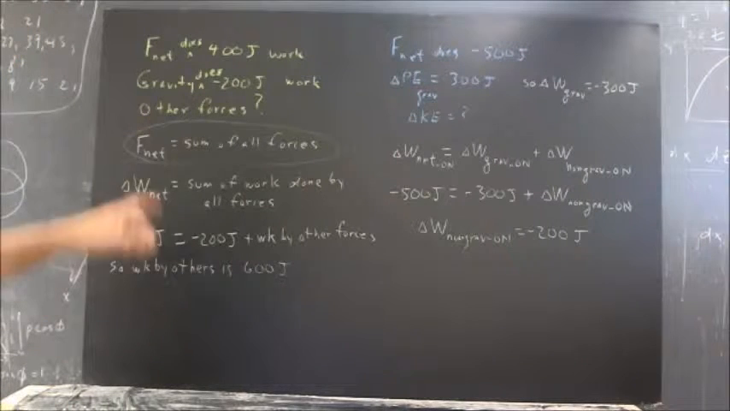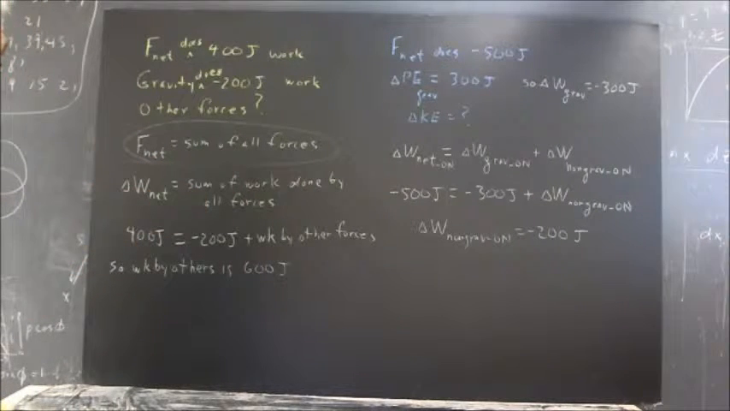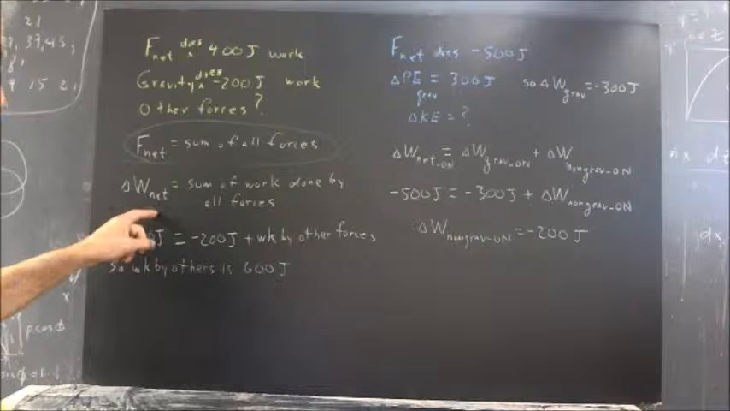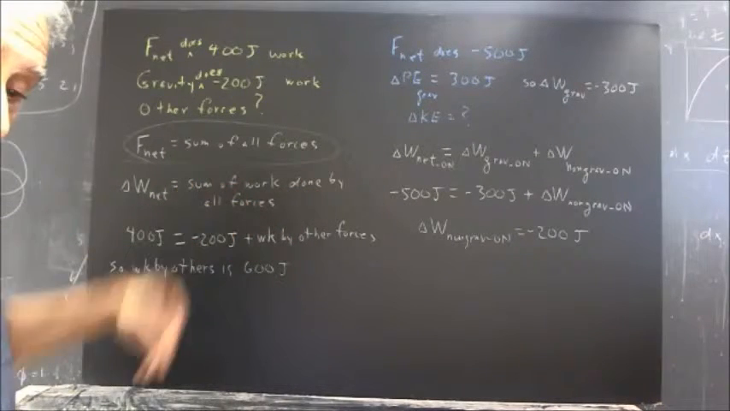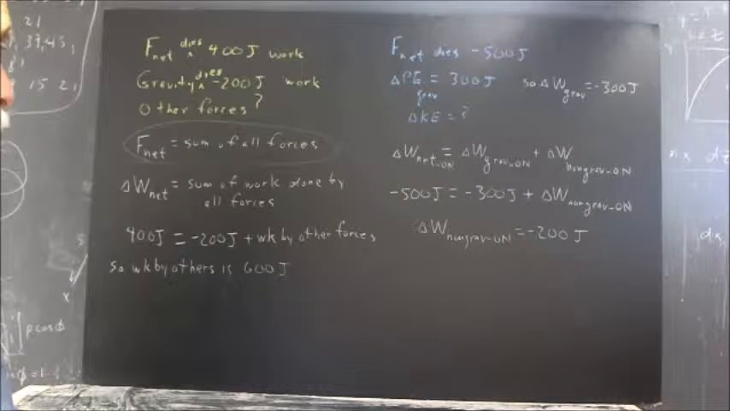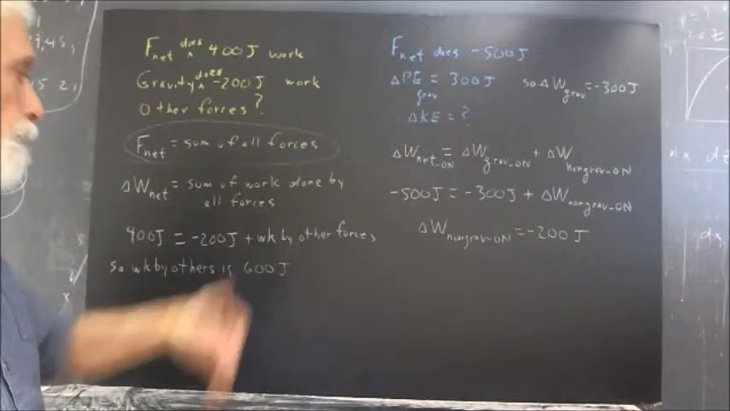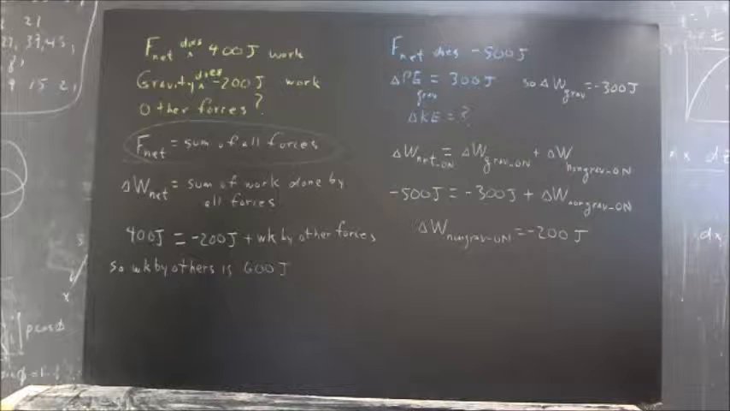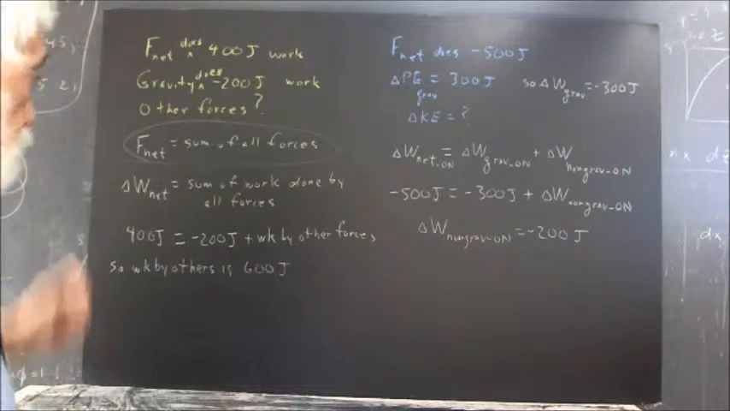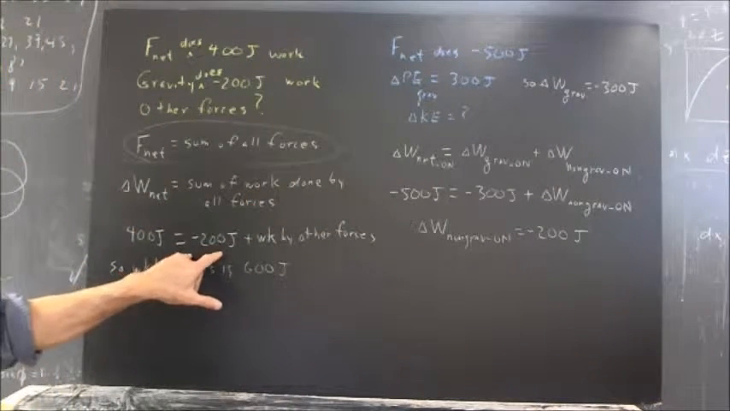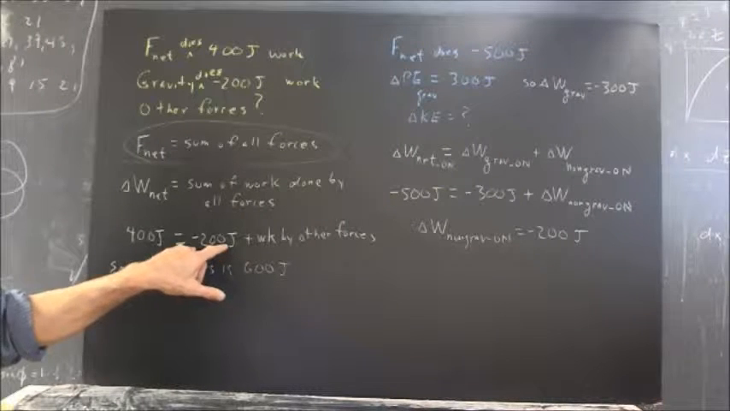Well, since the net force is the sum of all forces, the work done by the net force, W net, is the sum of the work done by all the forces. Okay? Sum of the work contributions of all the other forces. So, the sum of the work contributions of all the forces includes the negative 200 joules done by gravity.